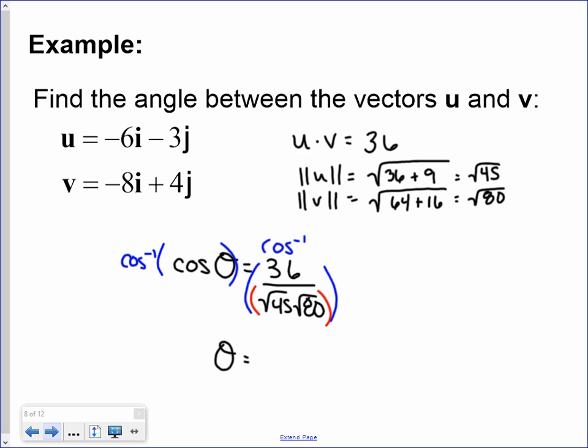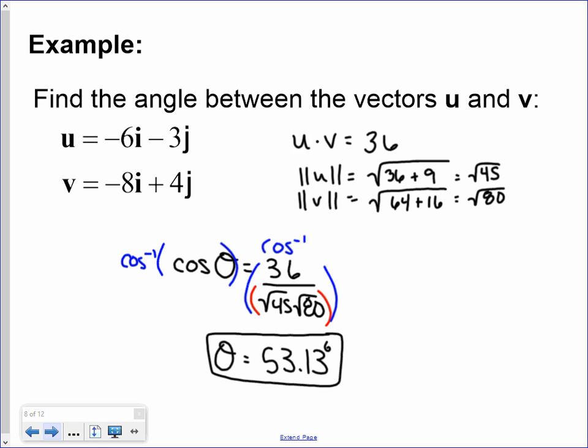Anybody get an angle? Q? 53.13. Anybody second that? Lauren, Elise? I think that sounds right.